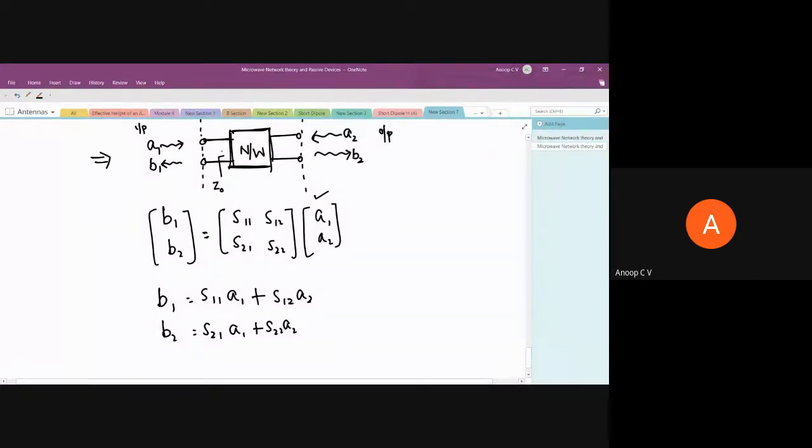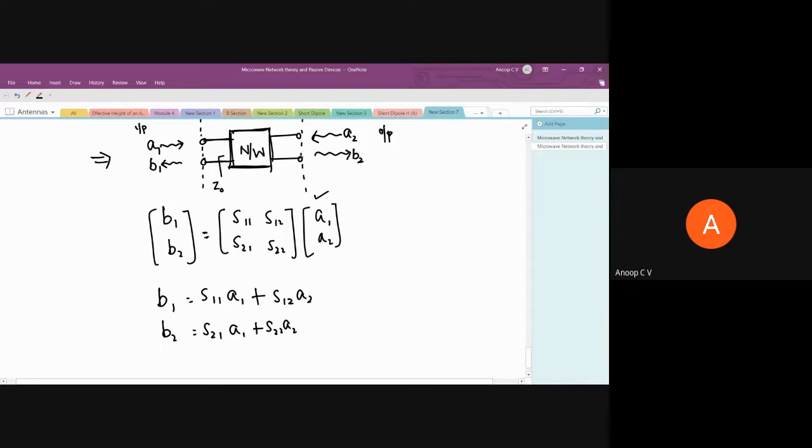There of course will be some reflection. If the load is not matched, a part of the power will be delivered to the load and the remaining will be reflected back. So if A1 is given, B1 will be there. Even though our intention is to make whatever power applied at the input available at the output, there will be some reflection. So B1 will be the reflection.